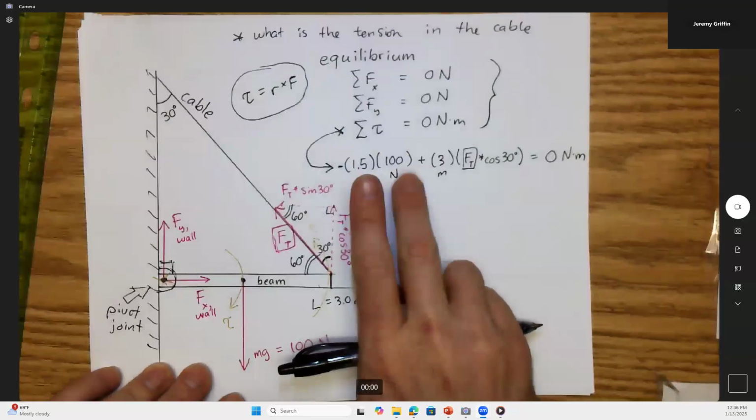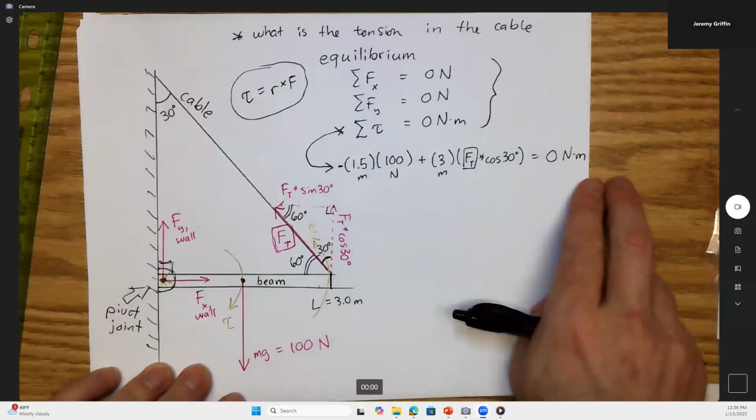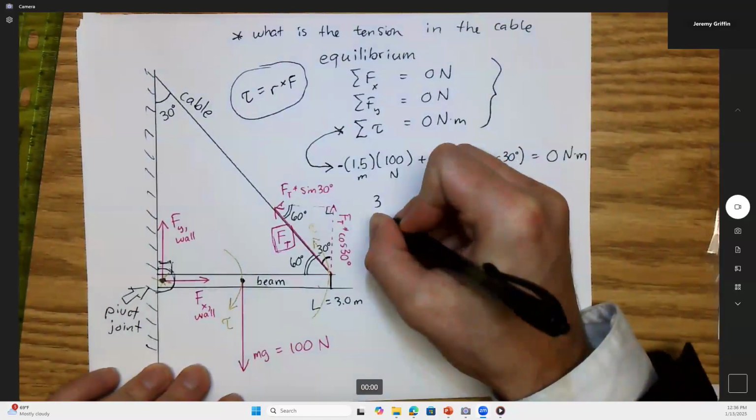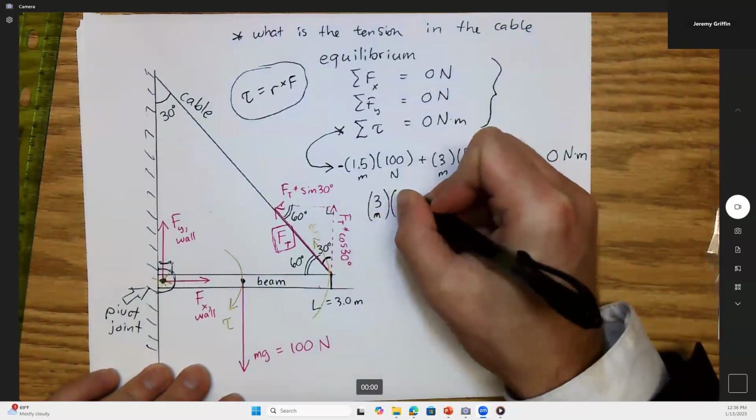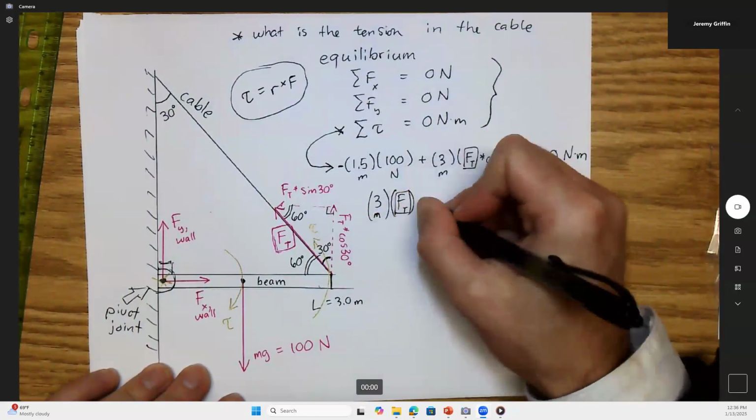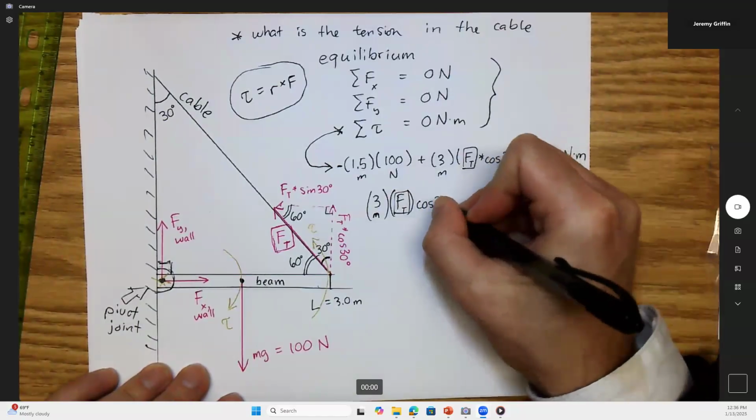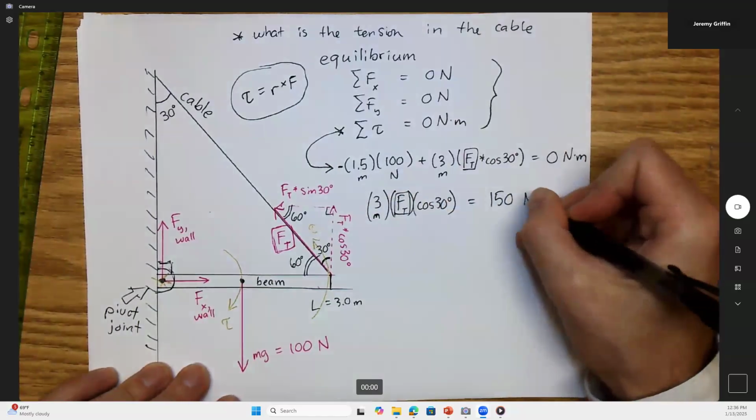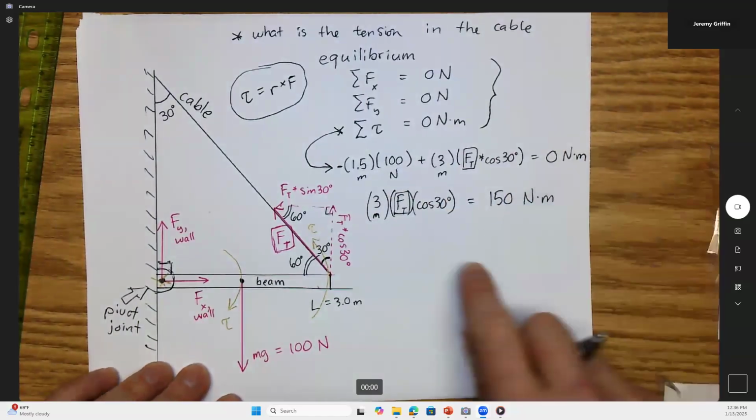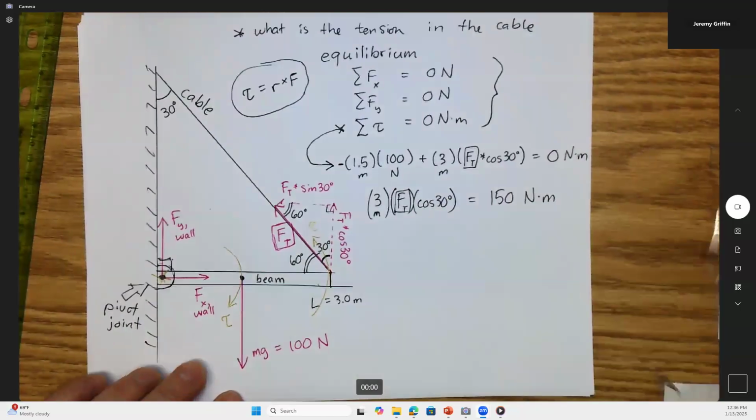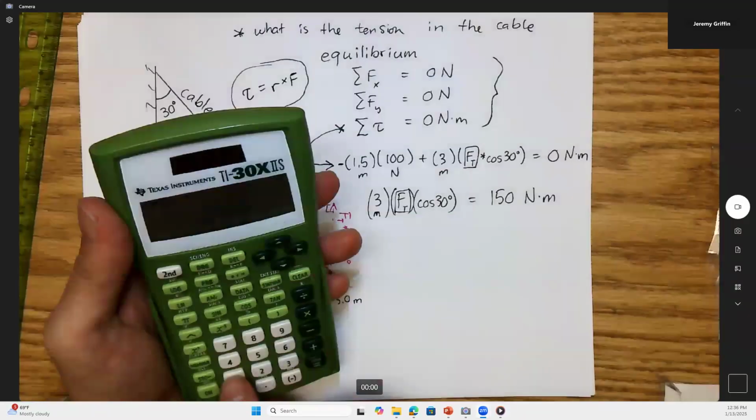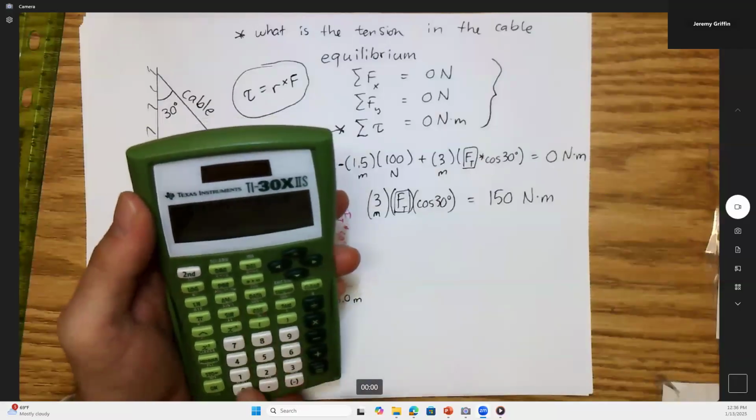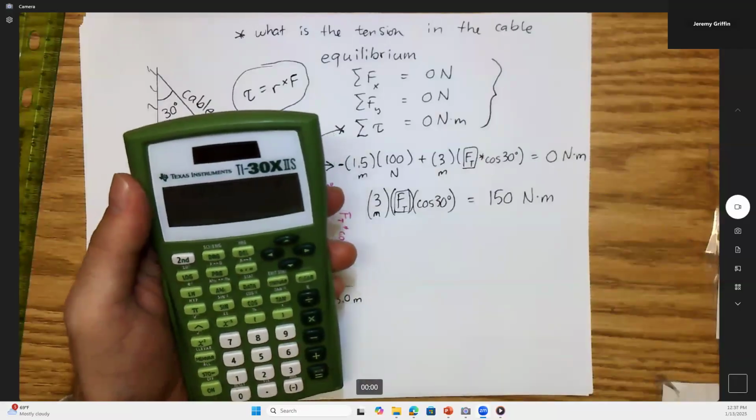1.5 times 100 is 150. I can slide that over to the other side. Then I've got 3 meters times the tension force we're solving for times cosine 30 degrees equals 150 Newton meters. So you take the 3 and the cosine 30 degrees and divide each of those down. 150 divided by, and then open parentheses, 3 times cosine 30 degrees. Do you guys get that? Just a little algebra shuffle.